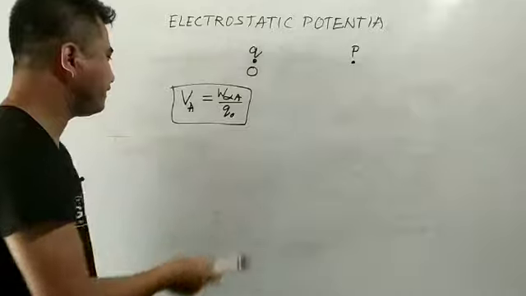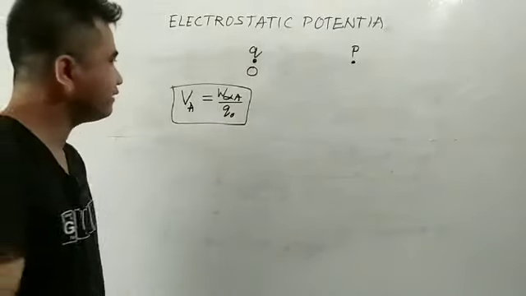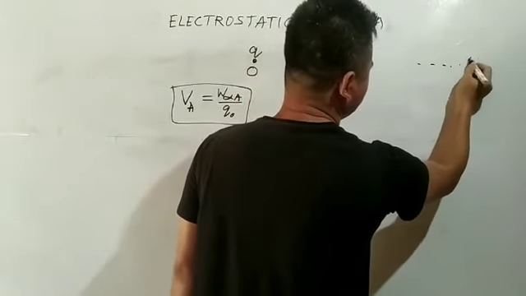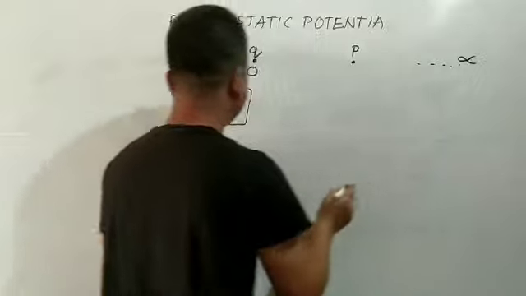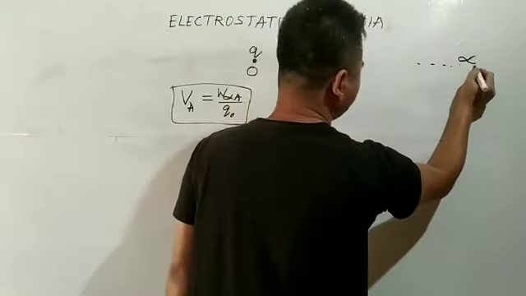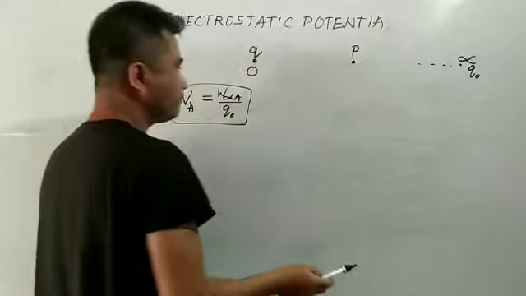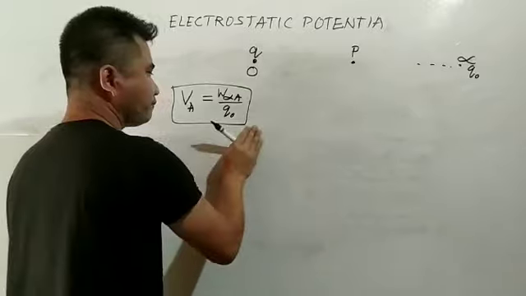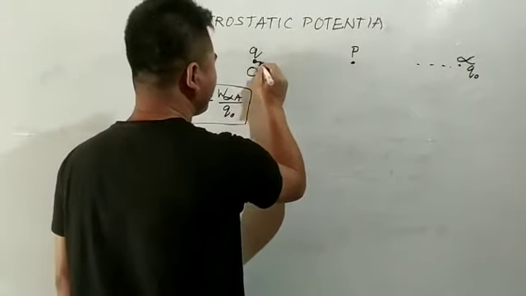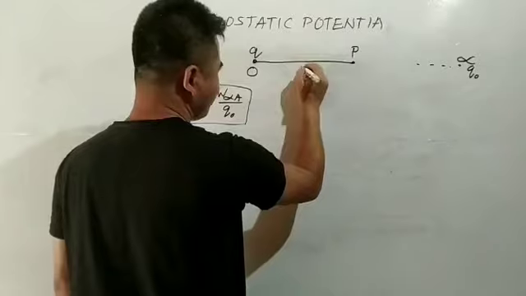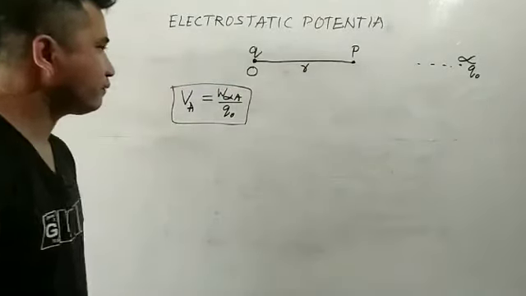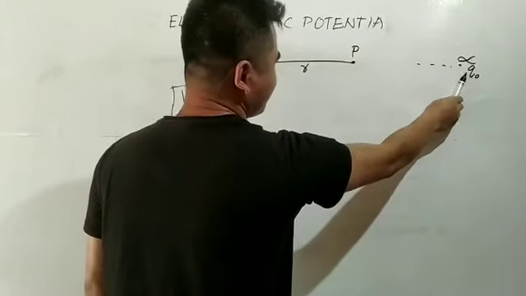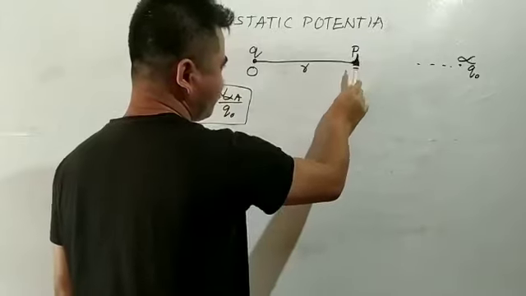So we have to place this test charge at infinity. Let's say this point is infinity. We have to place Q naught here, and we have to bring this Q naught to this point P. The distance from O to P is r. Now we have to move this charge Q naught to this side and keep it here.